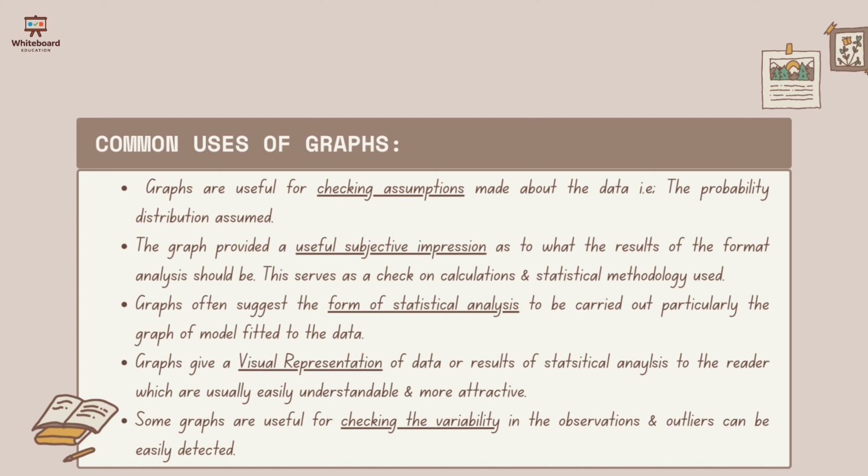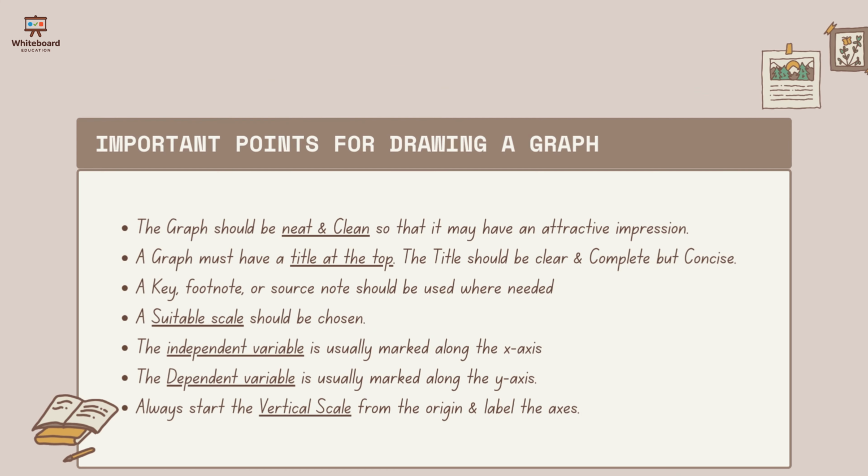Now before we start looking at the different types of graphs, here are some important points to remember for drawing a graph. Firstly, a graph should be neat or clean so that it may have an attractive impression. 2. A graph must have a title at the top. The title should be clear or complete but concise. Number 3. A key, footnote, or source note should be used where needed. Number 4. A suitable scale should be chosen.